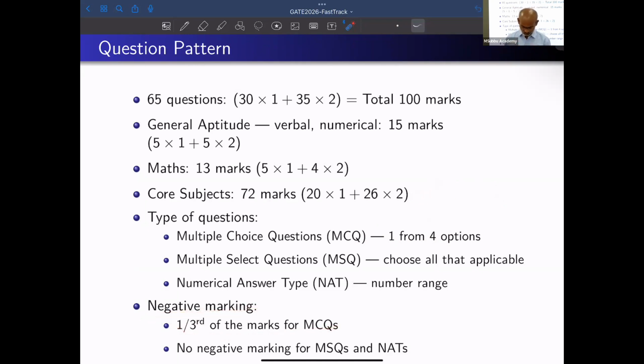If you don't know, you should not attempt it. And only if you are very comfortable, you should choose the option. Otherwise, there are chances for losing more marks than gaining.